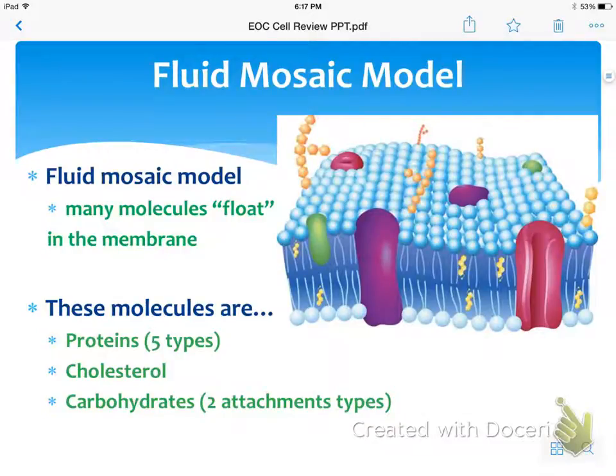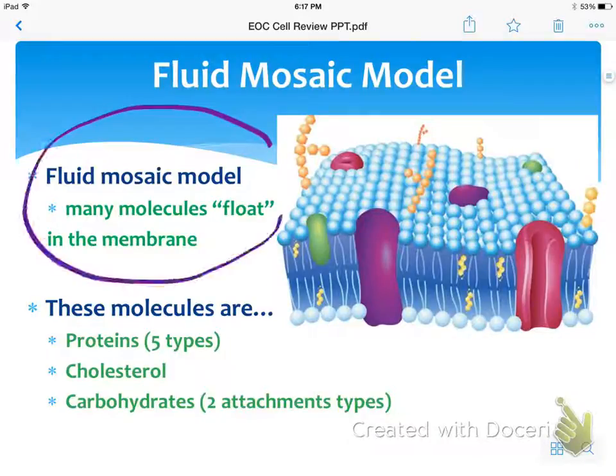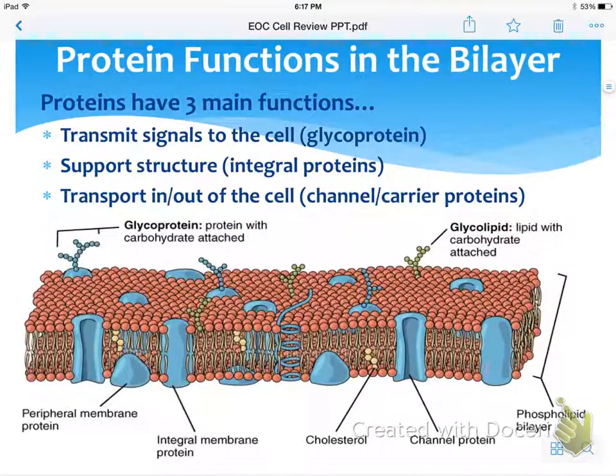The cell membrane is also sometimes termed the fluid mosaic model, and this is because many molecules float in the membrane, as you can see from this picture. These molecules include proteins. There's 5 different types, but there's only a couple major ones that you need to know: cholesterol, and then carbohydrates.